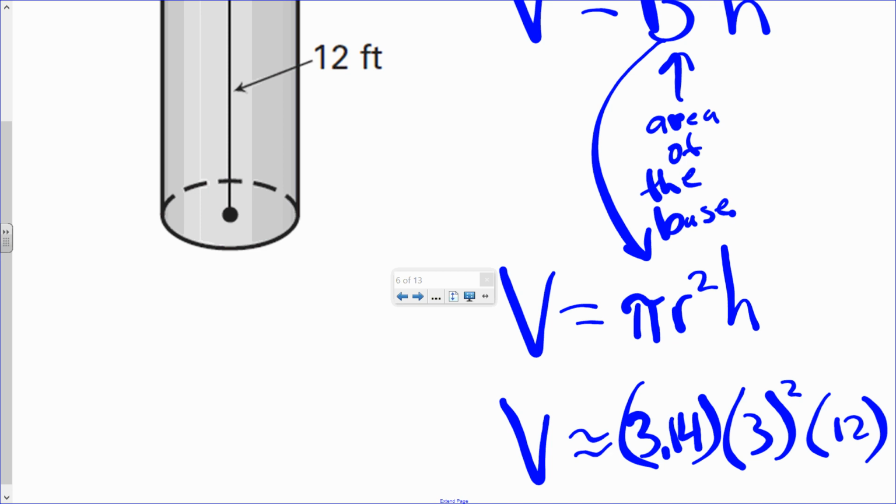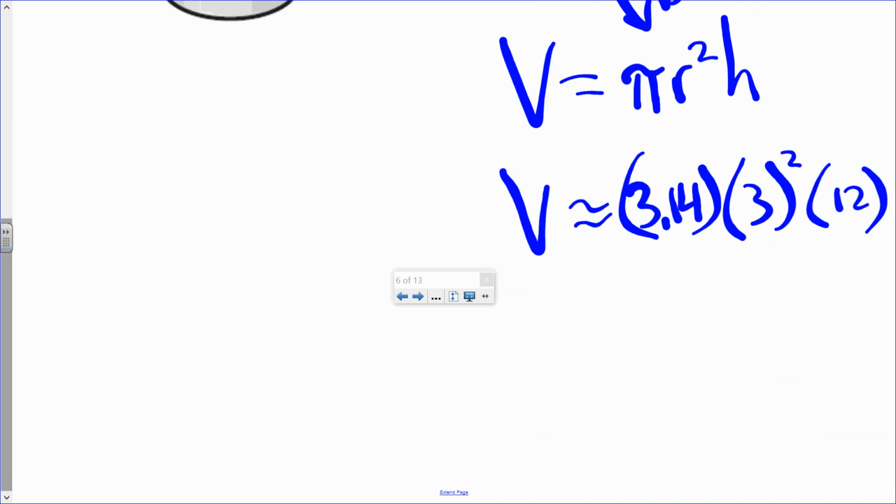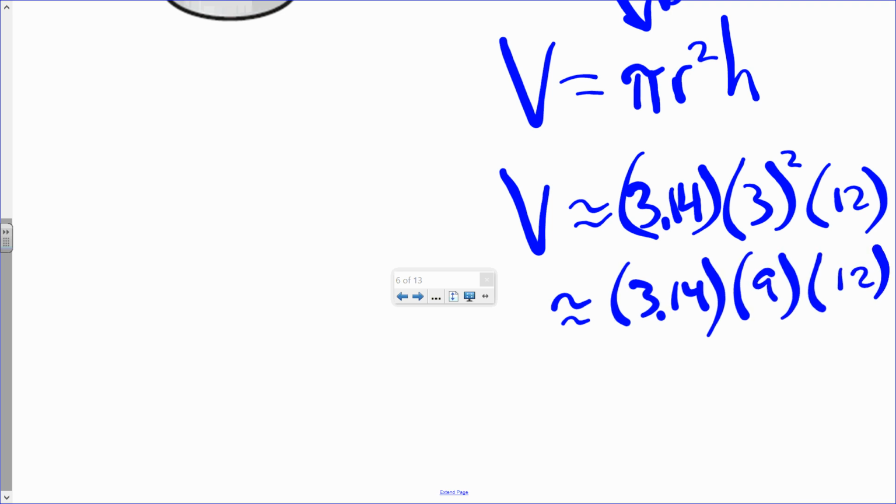But what do you do first, though, Guerra? Did you multiply first, or exponent? Right, because you got to do the exponent first. Thank you. So 3 to the second power is 9. Notice that, you guys. I did the exponent first. And then the rest, all in one soup, I'll just type in my calculator: 3.14 times 9 times 12. I got 339.12.